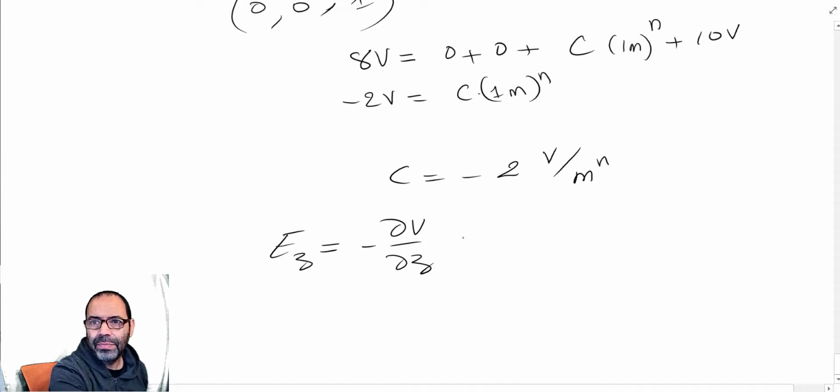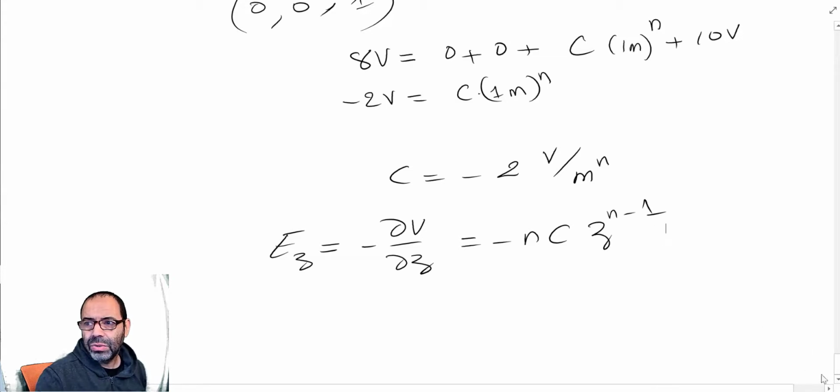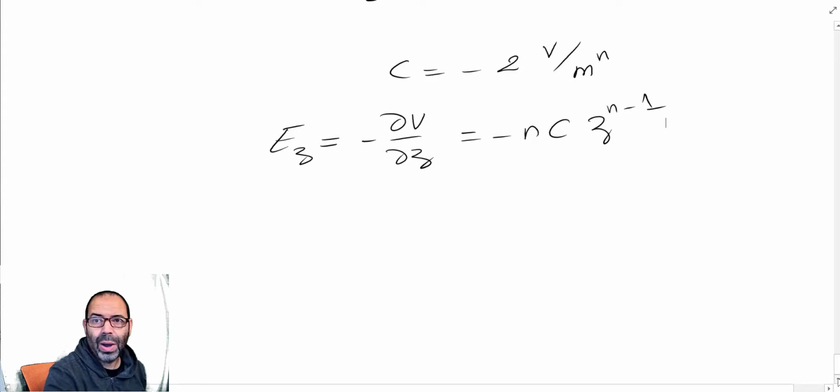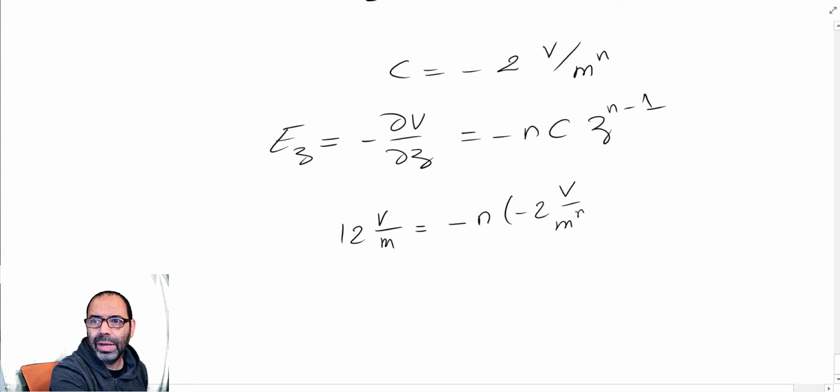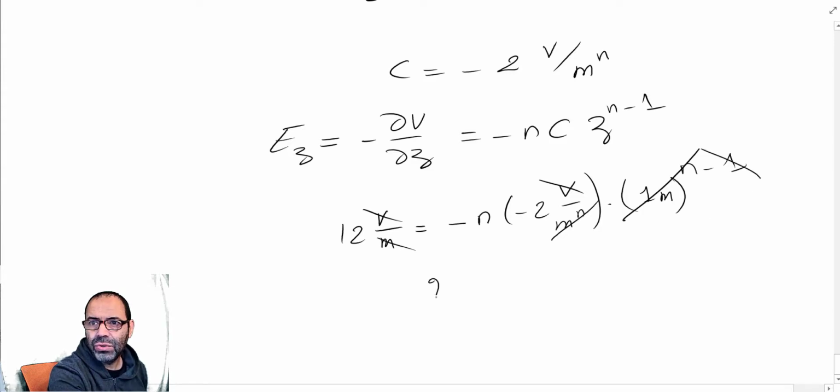So I have n times c times z to the power n minus 1, so it's going to be a negative nc times z to the power n minus 1. And again, all I have to do is sub this value and equate it to the electric field, which is 12 volt per meter. And this must be equal to negative n times c, where C is negative 2 volts per meter to the power n, times the distance, and the distance is actually 1 meter, and the whole thing is to the power n minus 1. This power and this one cancel because both of them are meter to the power n. This volt and this volt cancel, and this meter and the last meter cancel, and I basically have 2n is equal to 12, which means that n is equal to 6.